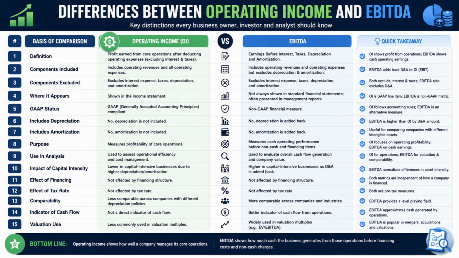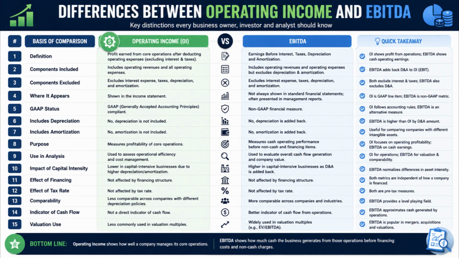Number 5. Operating income is a GAAP-compliant financial metric, whereas EBITDA is generally considered a non-GAAP financial measure. Number 6. Operating income reflects the impact of depreciation expenses, whereas EBITDA removes the effect of depreciation by adding it back. Number 7. Operating income reflects amortization expenses, whereas EBITDA excludes amortization by adding it back.